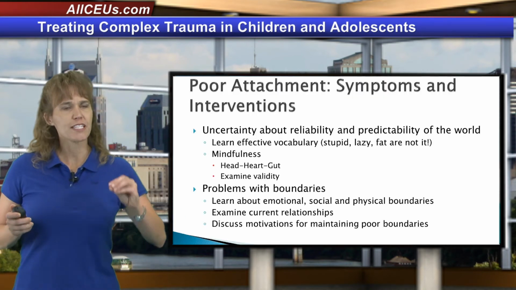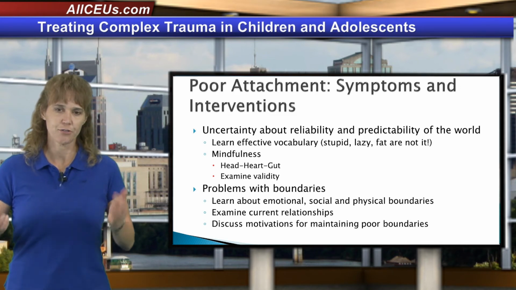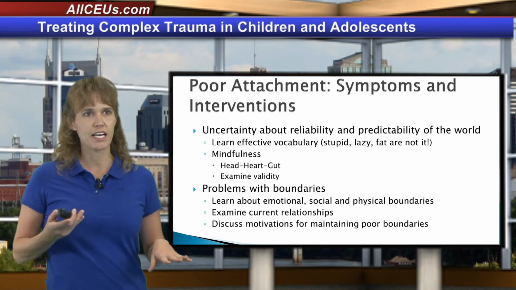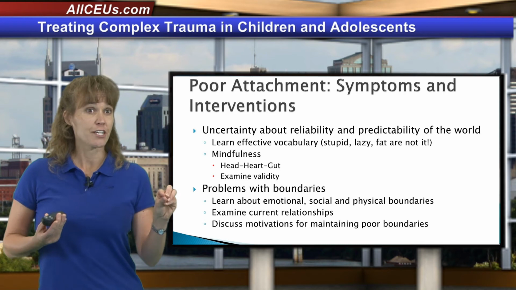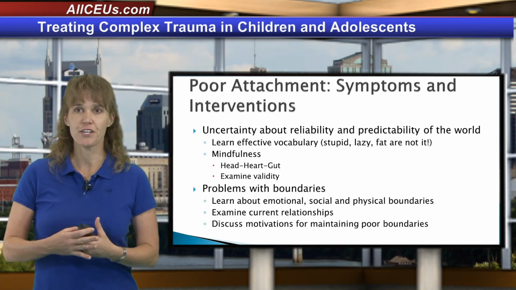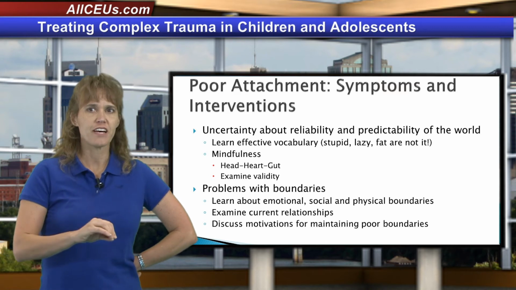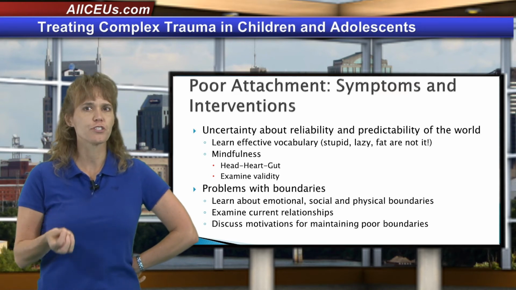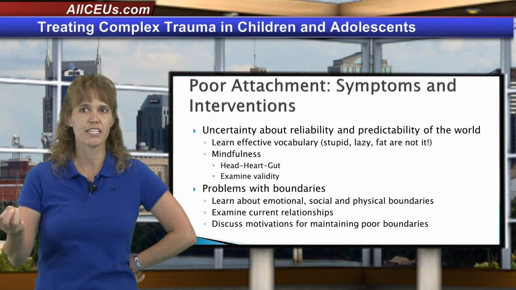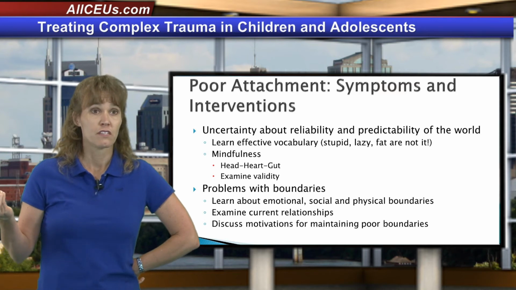So we're going to talk about some symptoms and interventions, and I don't think we're going to get to the end of the PowerPoint today where we talk about those diagnoses. We'll pick up there next week. But poor attachment, symptoms and interventions. Children are uncertain about the reliability and predictability of the world.